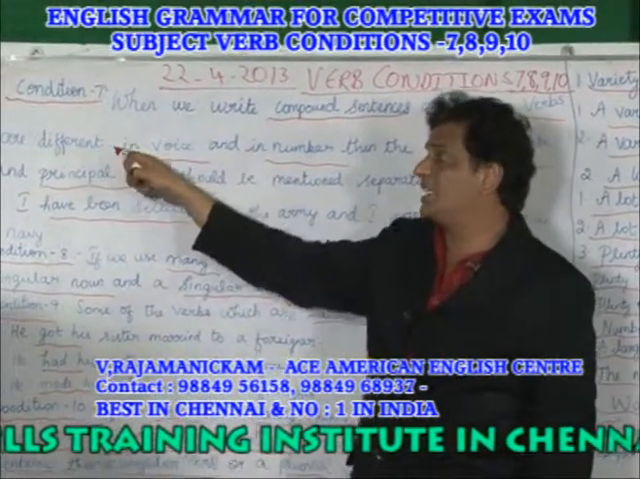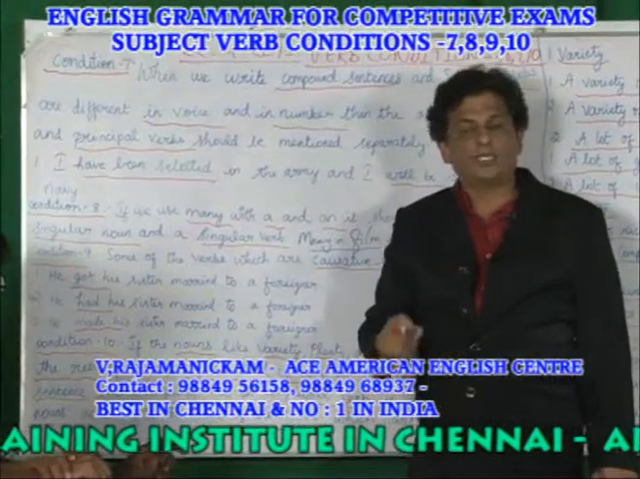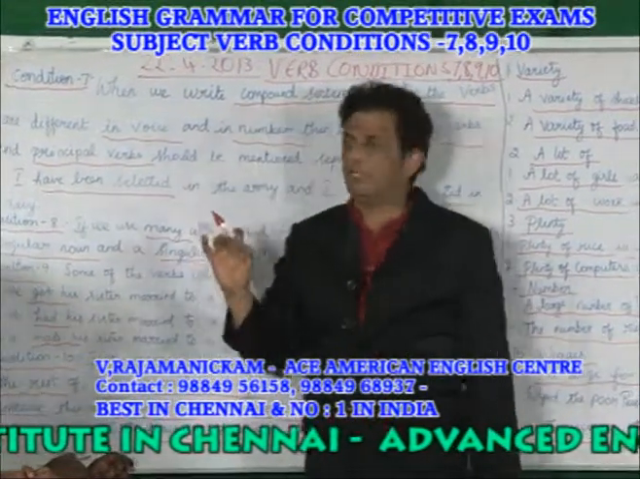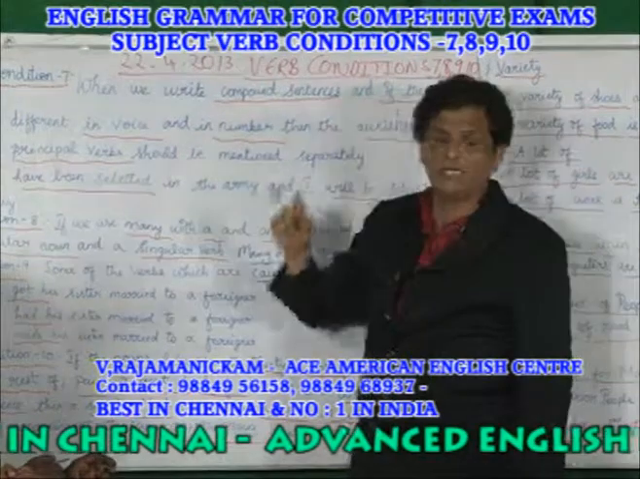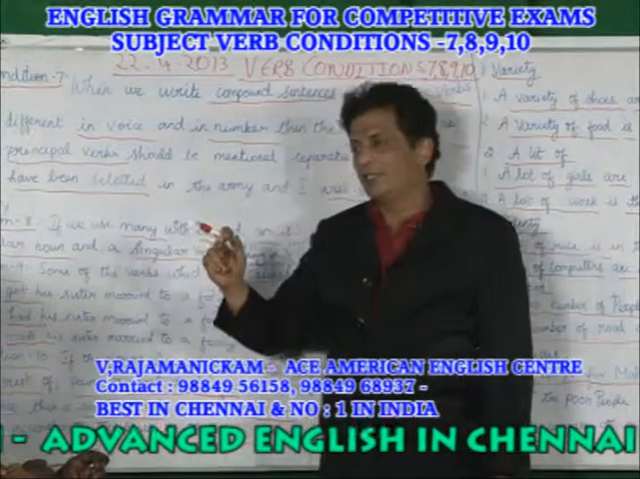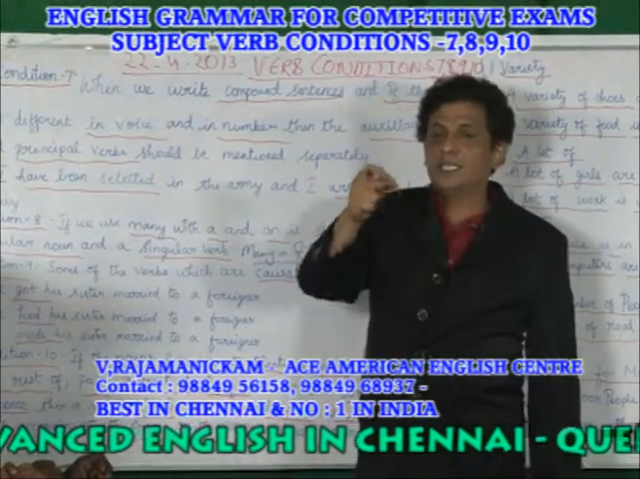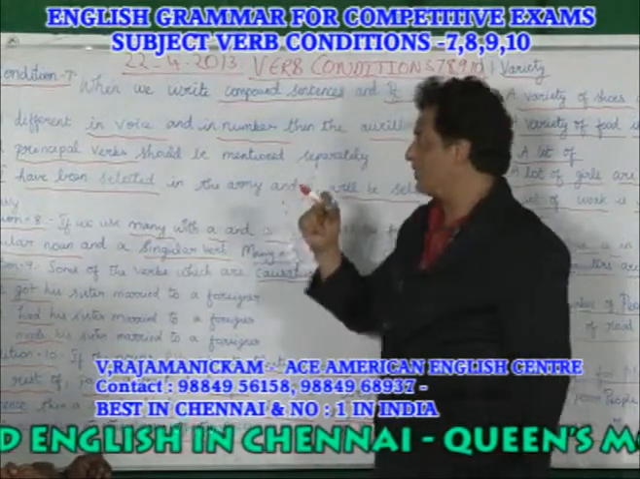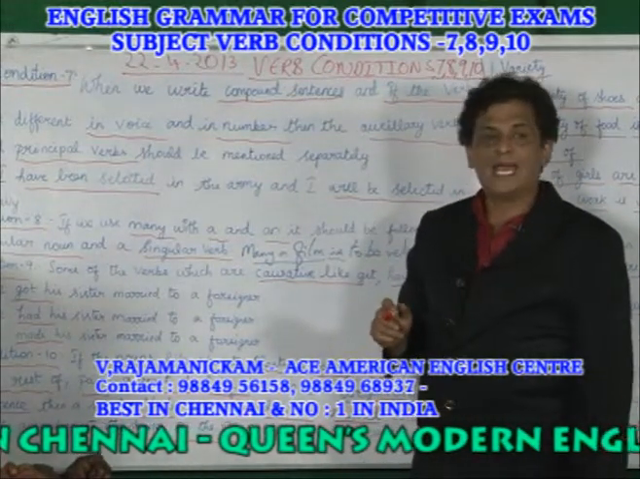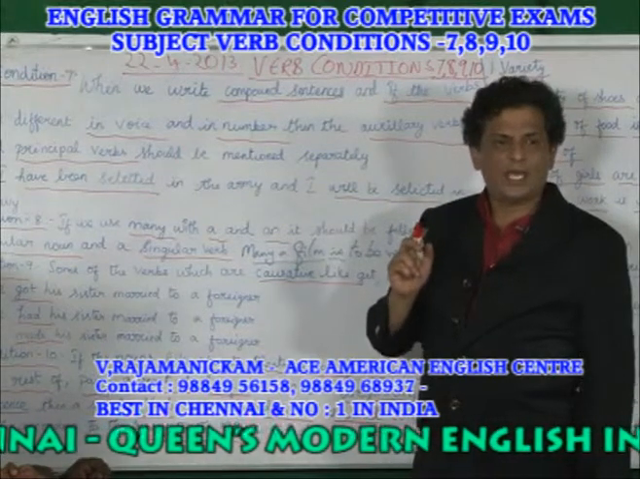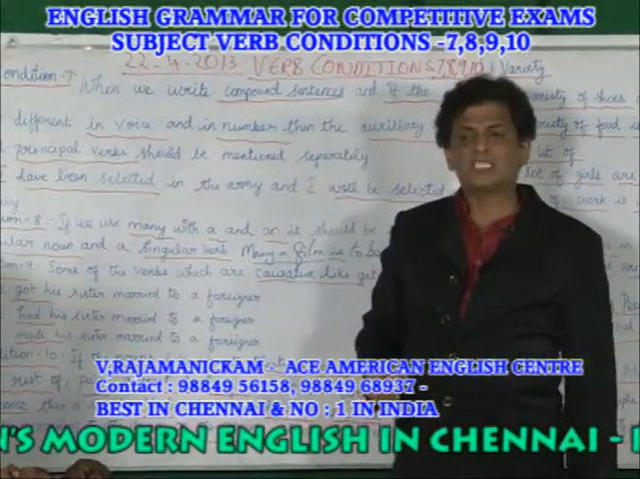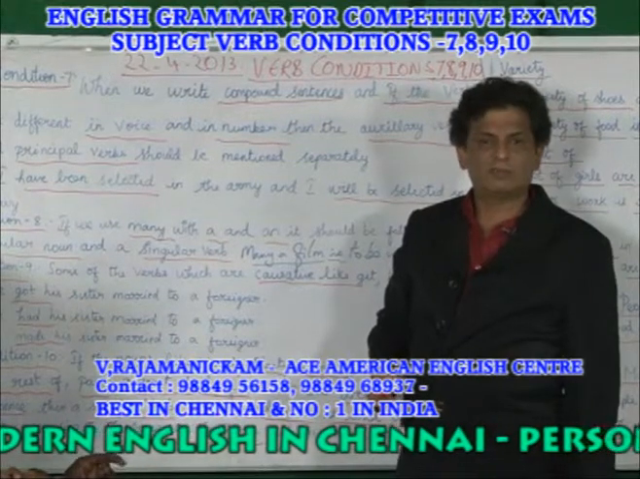Now when we write compound sentences, one verb is equal to one sentence, and if the verbs are different in voice, voice means what? Either it may be active voice or it may be passive voice. They may be different in voice and in number. What do you mean by number? It may be singular or it may be plural. A verb may be in active or passive. A verb may be in singular or plural. That you have to understand. Then the auxiliary verbs. What do you mean by auxiliary verbs? Am, is, are, was, were, will be, shall be are called auxiliary verbs, and principal verbs. What do you mean by principal verbs? Eat, sleep, talk, go, jump, write.